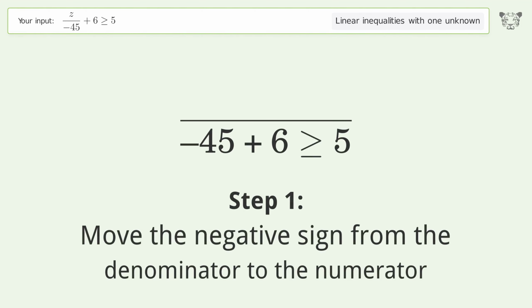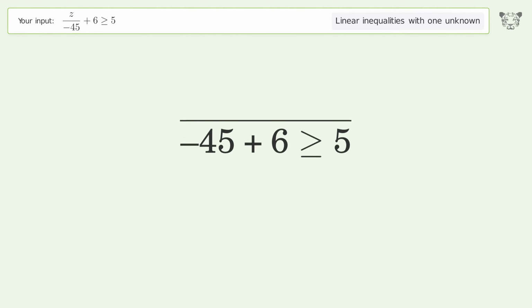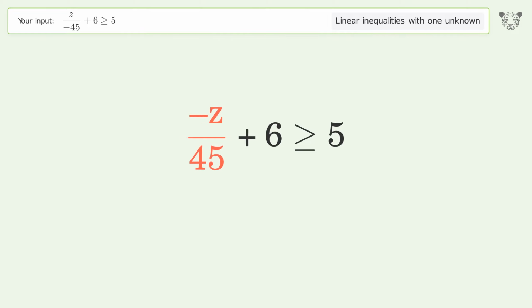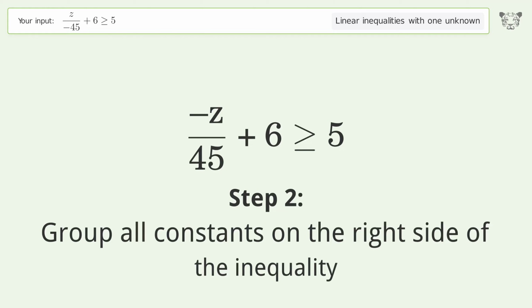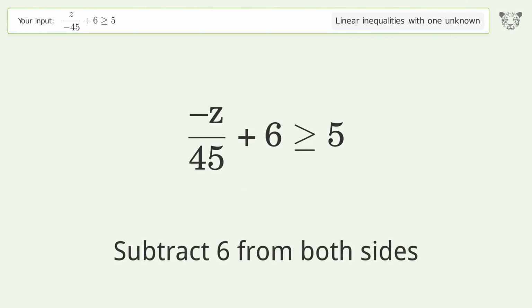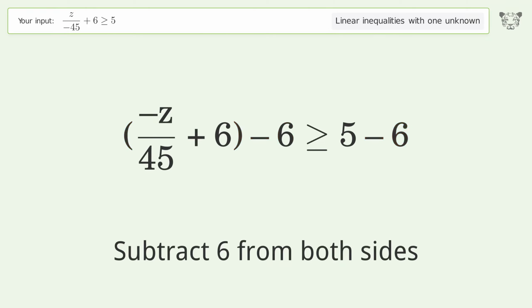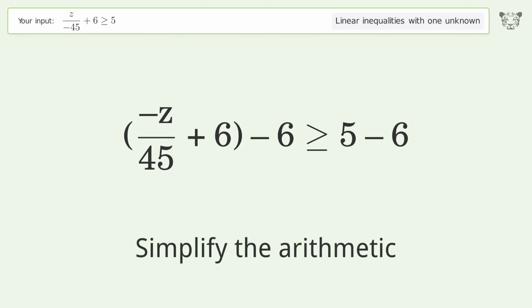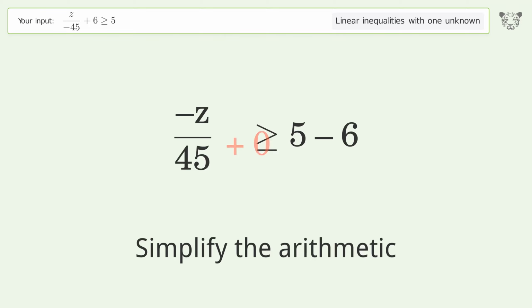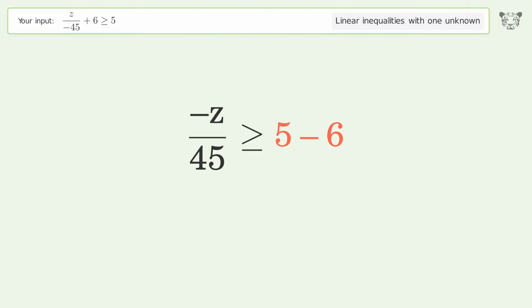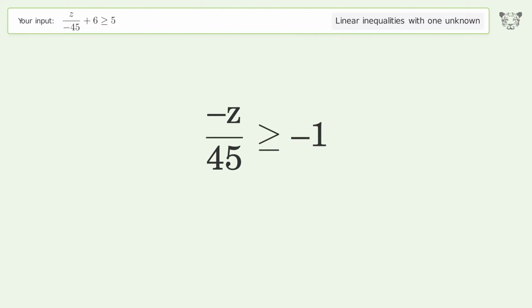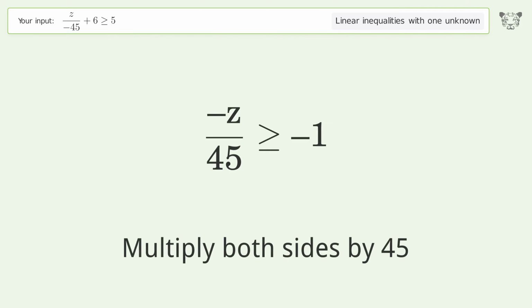Move the negative sign from the denominator to the numerator. Group all constants on the right side of the inequality. Subtract 6 from both sides. Simplify the arithmetic. Isolate the z. Multiply both sides by 45.